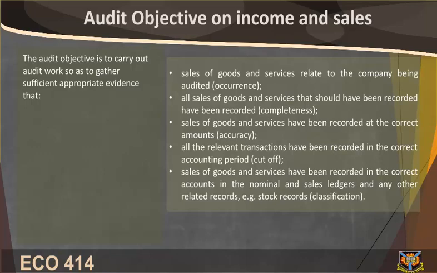Sales of goods and services have been recorded in the correct accounts in the nominal and sales ledgers and any other related records, e.g., stock records: classification.